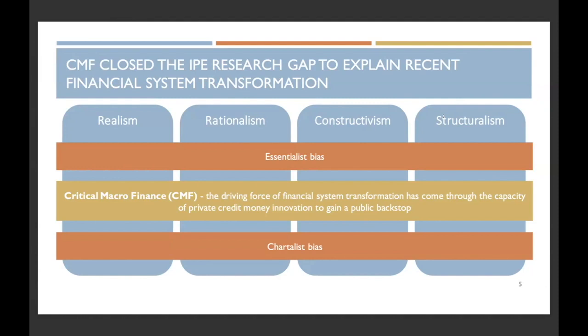There's now a subsection within international political economy called critical macrofinance, where they identify a huge gap in the explanations of what drives transformation in the financial system. They say the driving force is private credit money innovation, and what drives innovation is its gaining a public backstop. They are therefore filling the gap left by the charterless bias and the essentialist bias. Both of them, or at least the charterless bias, we have heard many people reference today as a bias that's quite often out there.